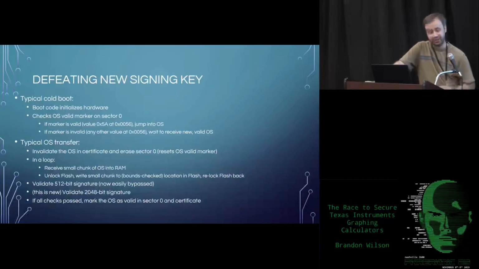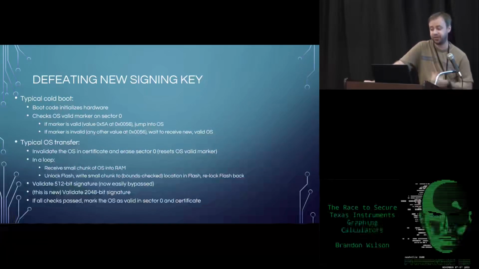To get rid of that 6-minute validation, we have to understand how the calculator boots and how OS upgrades work. When you first turn the calculator on, the boot code is the very first thing that gets control. It does some basic hardware initialization, and then it checks the OS valid marker, which is stored on sector 0 of the flash chip. If that marker is valid, it jumps into the OS and the calculator starts normally. If the marker is not valid, then it waits to receive a new valid OS over one of the link ports. For a typical OS transfer, the first thing the boot code will do is invalidate the OS, both in the certificate and by erasing flash sector 0, which will reset the OS valid marker.